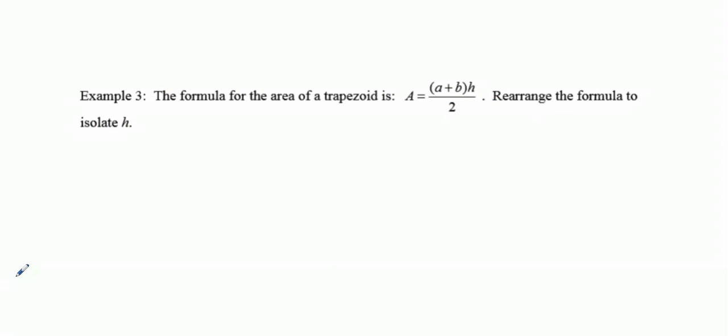The formula for the area of a trapezoid is A equals (a plus b)h divided by 2. Rearrange the formula to isolate h. Okay, well let's just take a second and look at what happened to the h. It got multiplied by a plus b, and it got divided by 2. So if we're going to undo it, we can do it in a couple of steps. So let's just write it out.